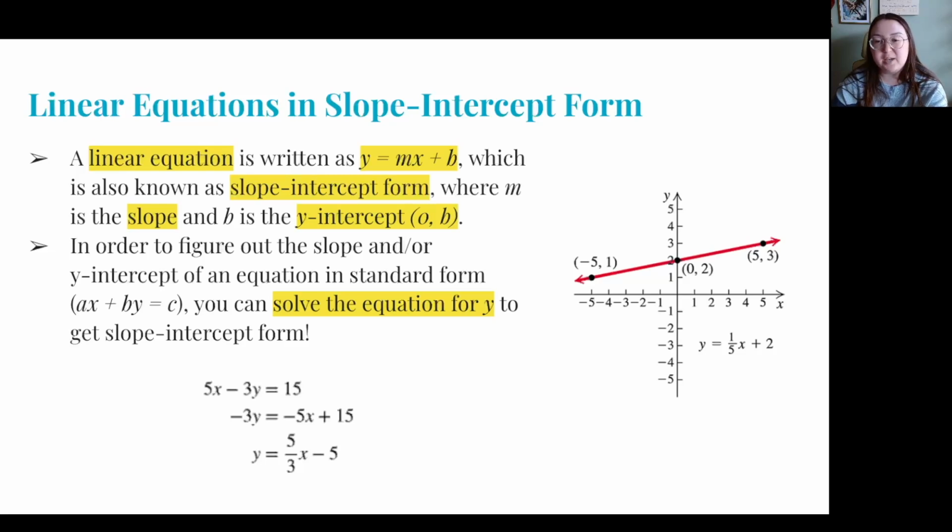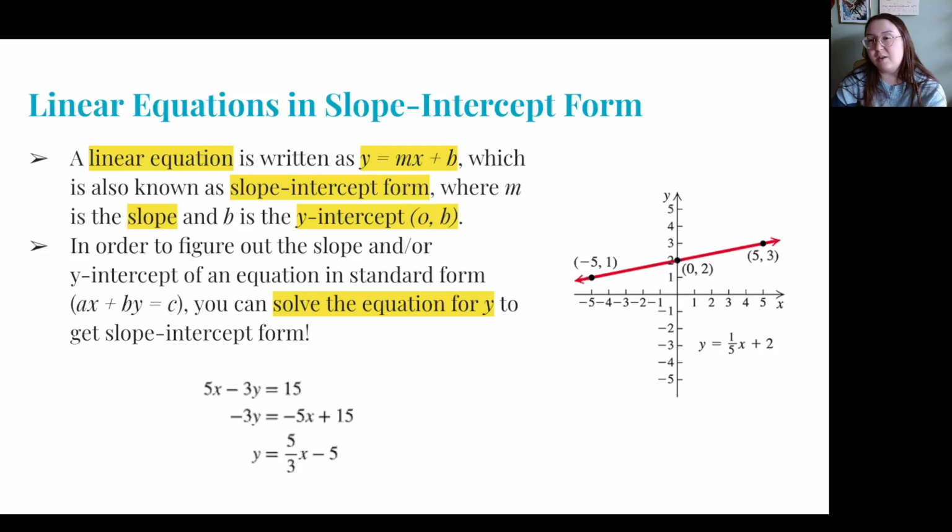This will give us y equals, and now the negatives from negative 5 over negative 3 cancel out, so it'll be 5 over 3x minus 5. 15 divided by negative 3 is negative 5, so that positive 15 turns into minus 5. So you can solve a standard equation for y in order to get slope-intercept form. So that's how you can change between one form and the other. And you can always undo a slope-intercept form in order to get a standard form equation again. That is less commonly necessary, but you could if you wanted to.